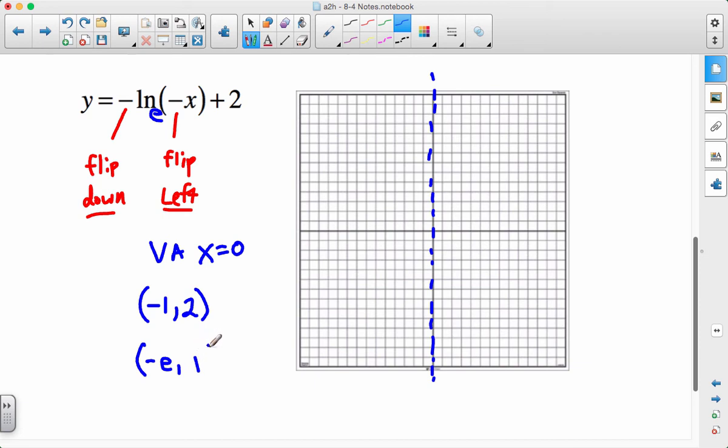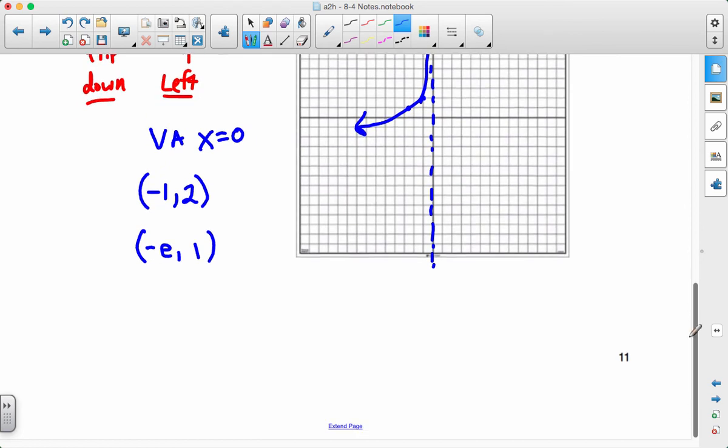All right, ta-da! I now have my 2 points. I have negative 1 comma 2. I have negative e, so negative 2.7, comma 1. And voila, I must descend along the asymptote, curve through here, just like I predicted. The shape I predicted was that red one, just like that, right? And there it is.